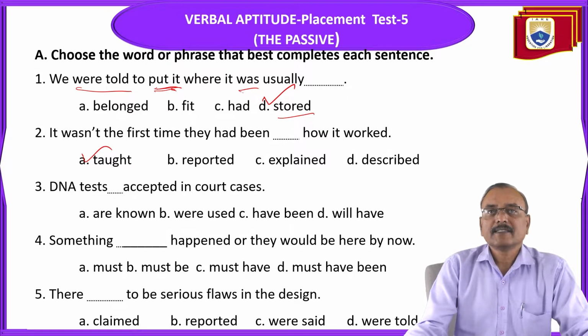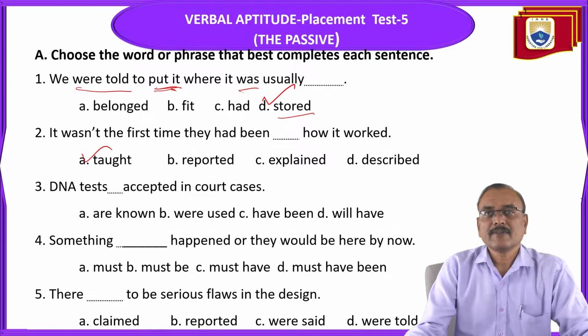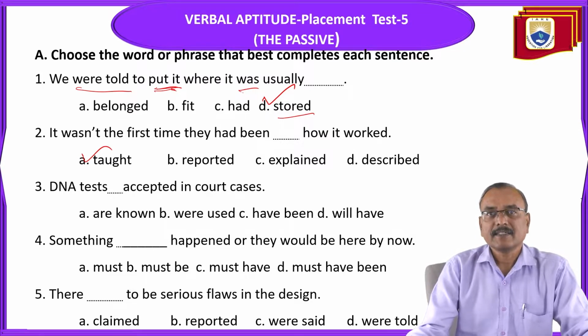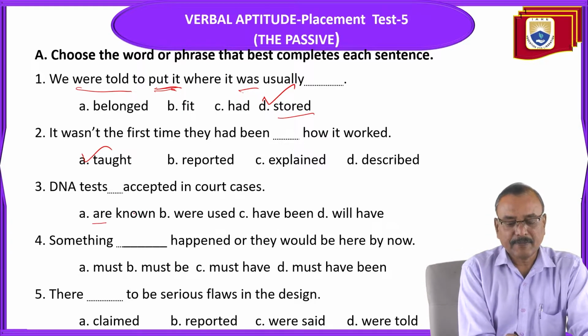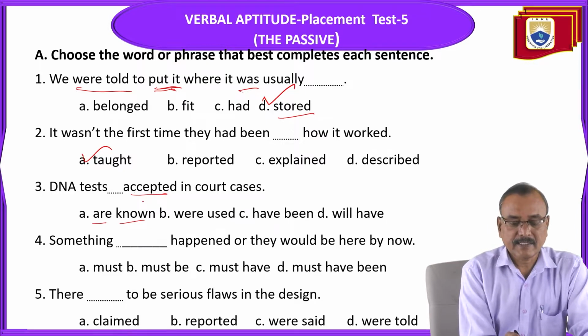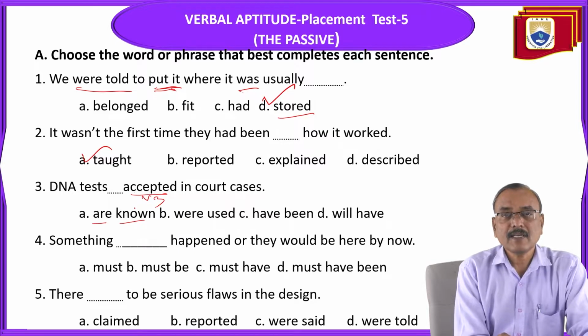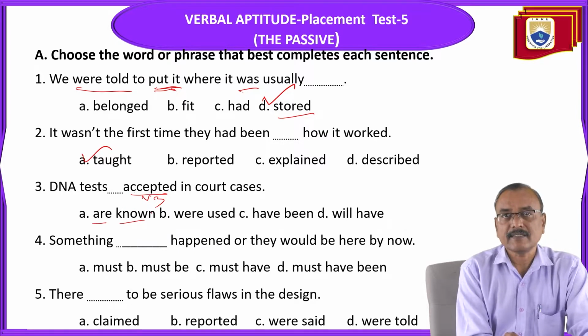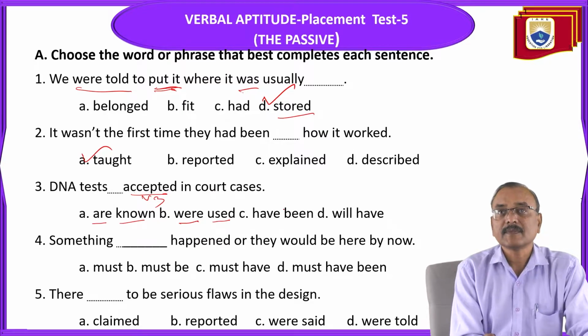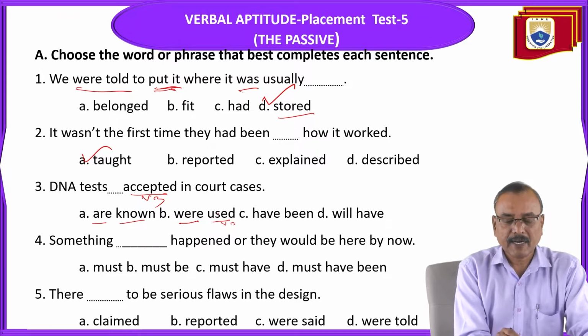DNA tests dash accepted in court cases. DNA tests are known accepted? No. Were used accepted? No. Have been accepted. So it should be passive voice here. Are here helping B form, known V3 form. But here again V3 form is there. Here this is V3 form, okay. So here known is not necessary here. So were used, this is B form, this is V3 form. So here after V3 form you can't keep another V3 form.